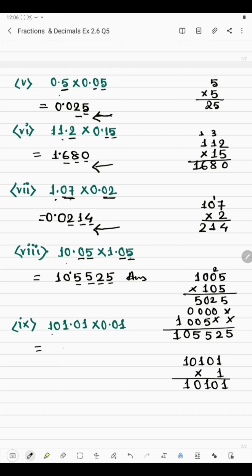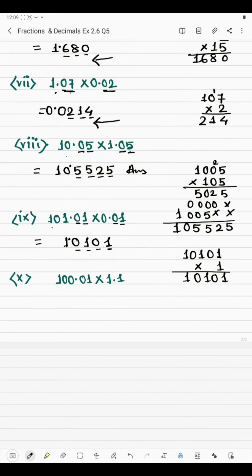If you multiply this, it will be 10101. Now here after the decimal there are 2 digits, and here also 2 digits. So 2 plus 2 is 4. That means we will have to put the decimal in such a way that we get 4 digits. So 1, 2, 3, 4, here will be the decimal. So the answer of the ninth part will be 1.0101.